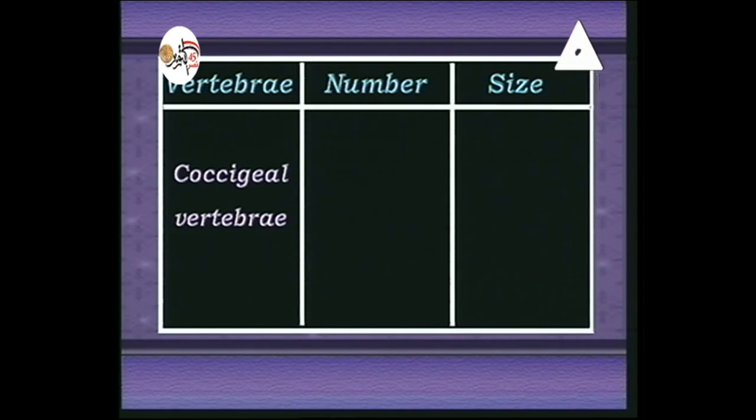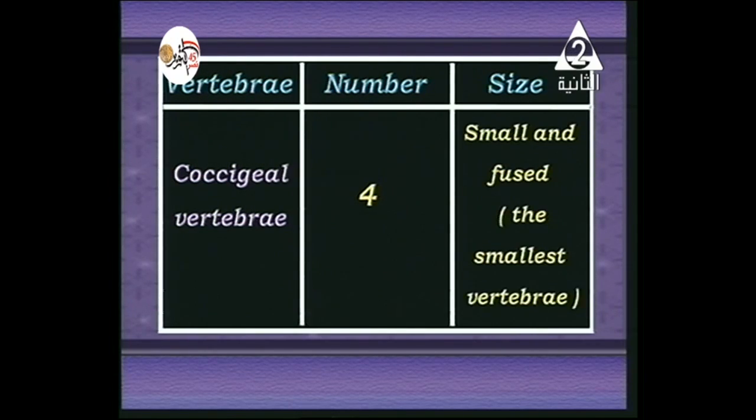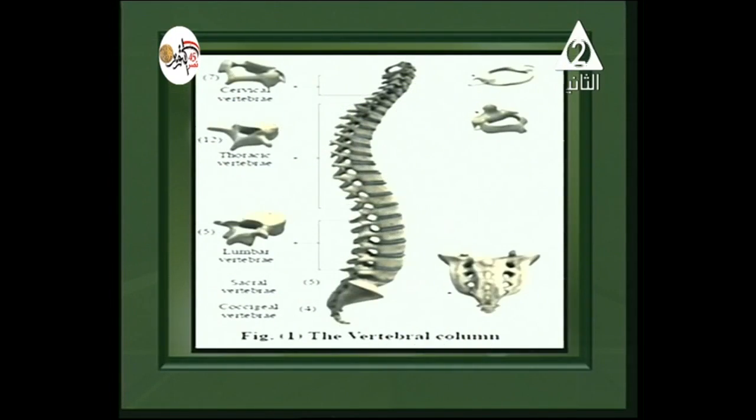The last vertebrae are called coccygeal. They are 4 vertebrae, very small and fused together. This is the vertebral column. We said that we have 7, 12, 5, and 4: 7 cervical vertebrae, 12 thoracic vertebrae, 5 lumbar, the largest vertebrae, and finally 4 fused, small coccygeal vertebrae.